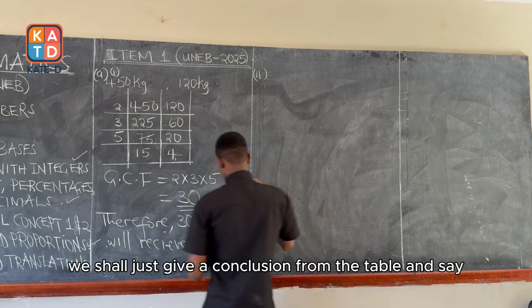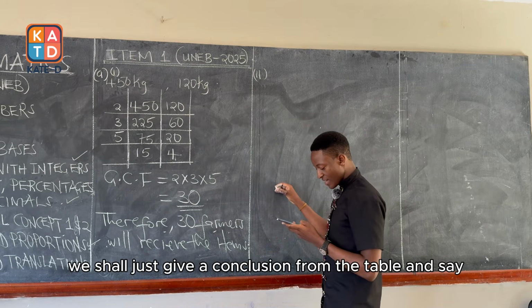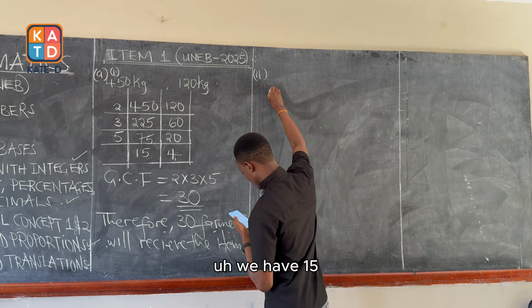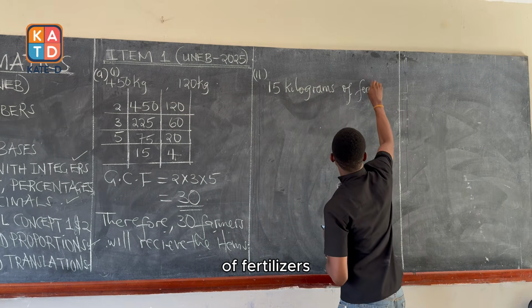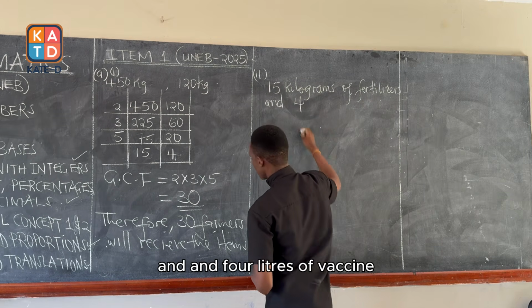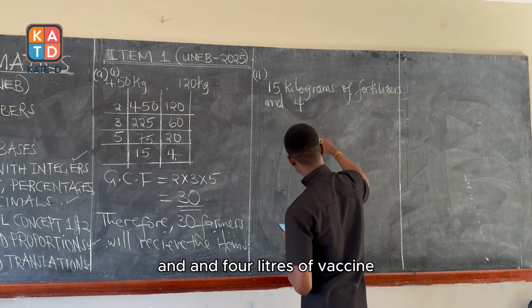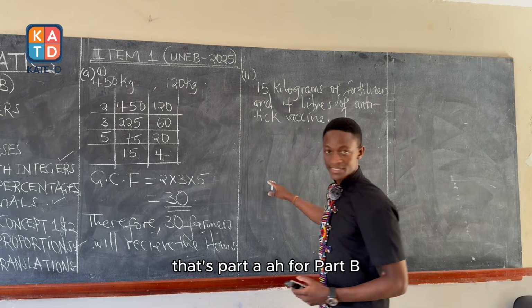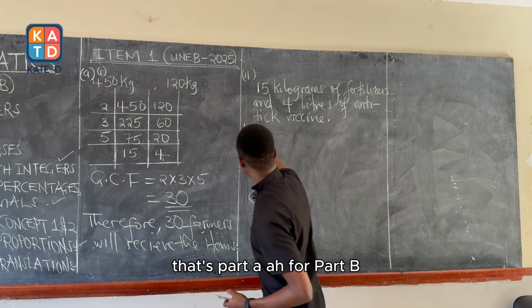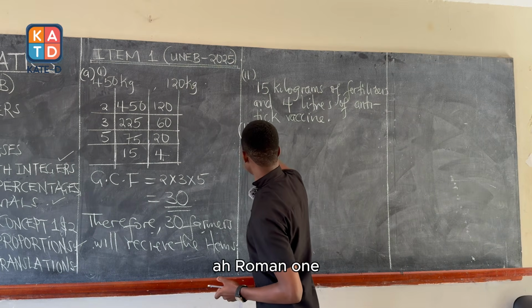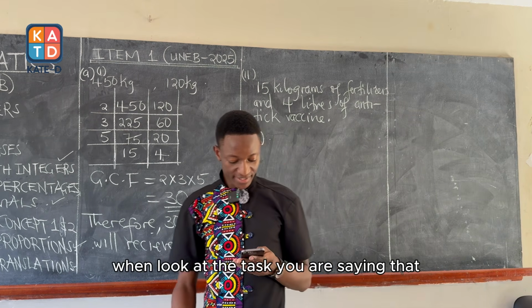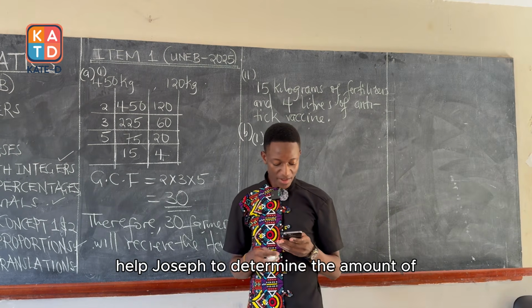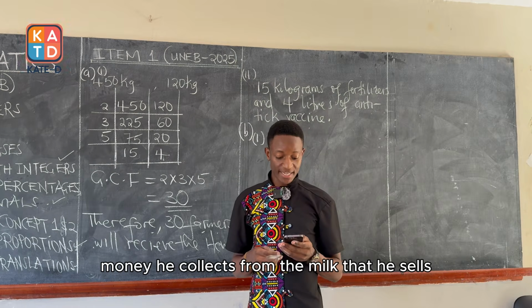So we shall just give a conclusion from the table and say we have 15 kilograms of fertilizers and 4 liters of vaccine. So that's part A. For part B, Roman 1, when you look at the task, it says help Joseph to determine the amount of money he collects from the milk that he sells.